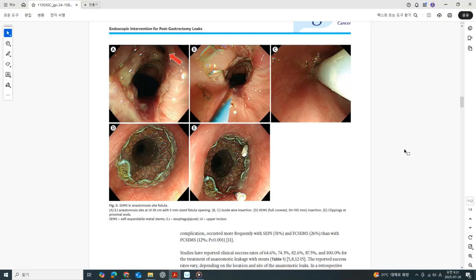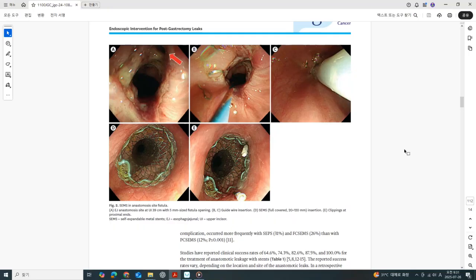Exactly. Then D shows the stent itself, a fully covered one in this case, being deployed and expanding to cover that hole. And finally, E shows something interesting, additional clips being placed, probably to anchor the stent ends and stop it from moving. Yeah, that's often done to prevent migration, which we'll get to. It's a great visual sequence of the procedure.